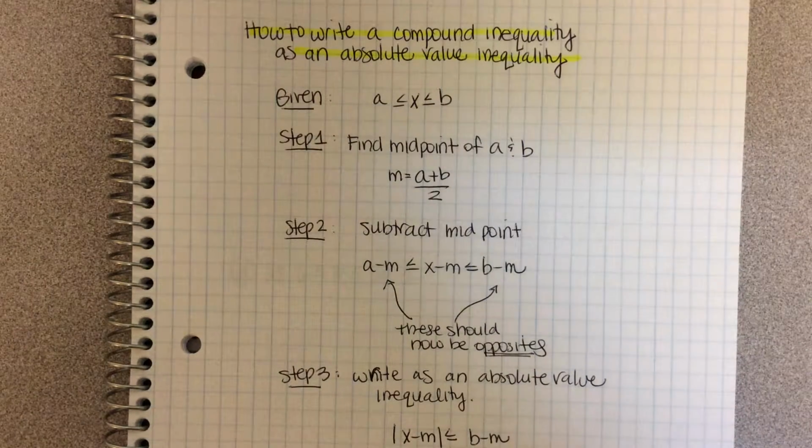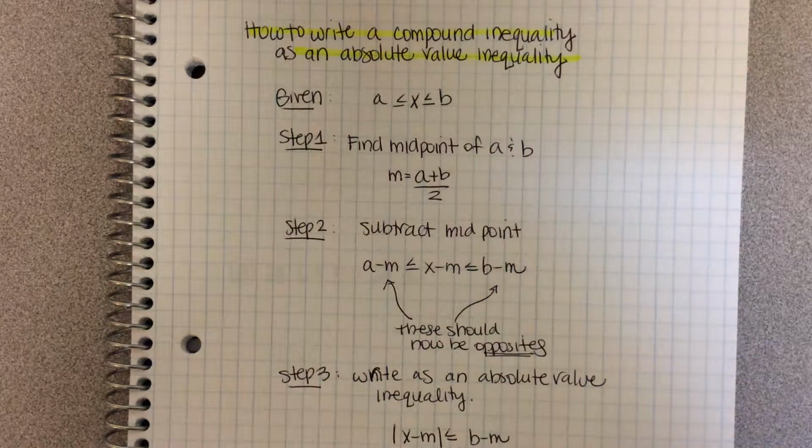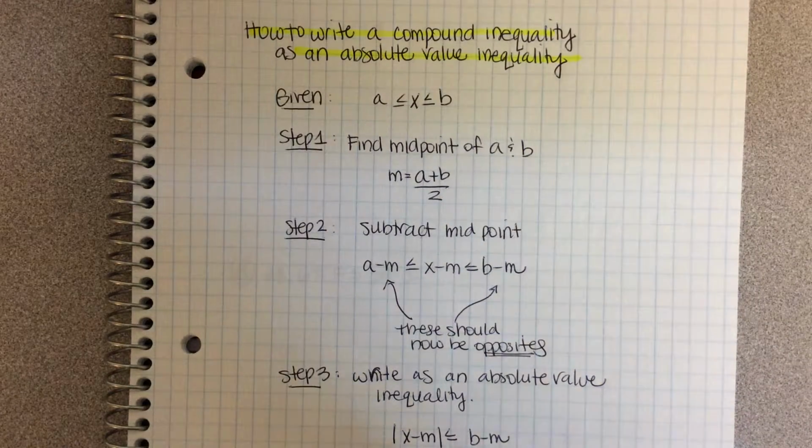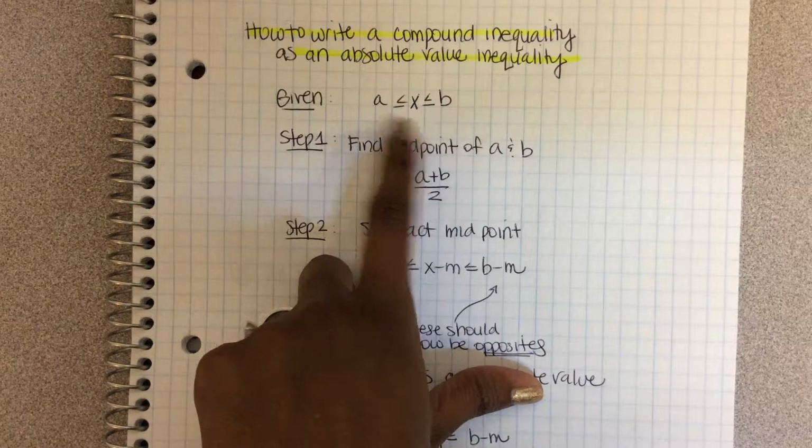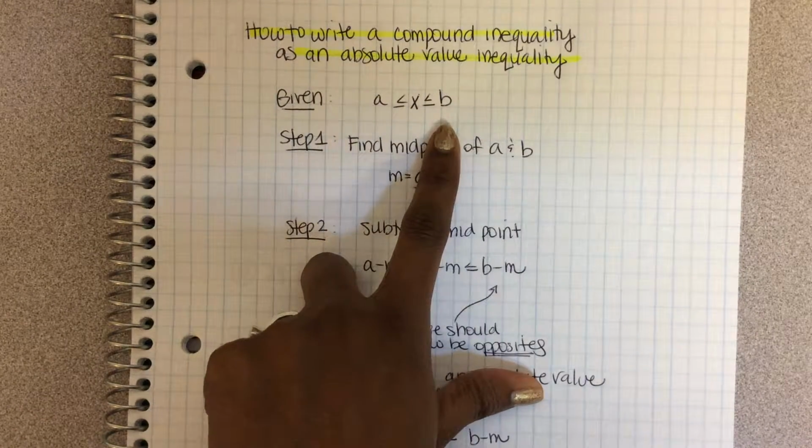Hey Maya, so I figured out how to write a compound inequality as an absolute value inequality. So usually you're given your compound inequality in this form: x is in between some a and some b value.